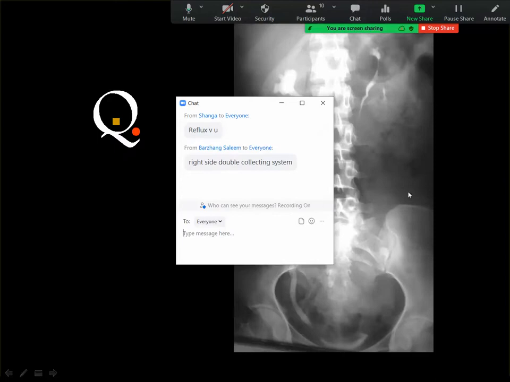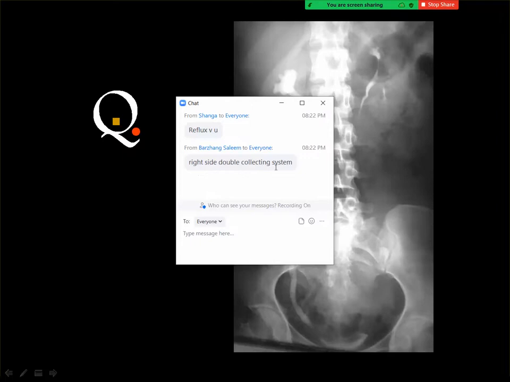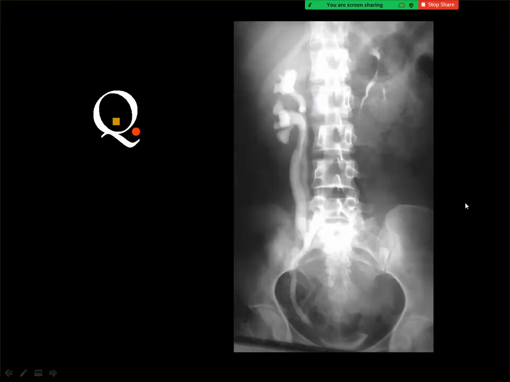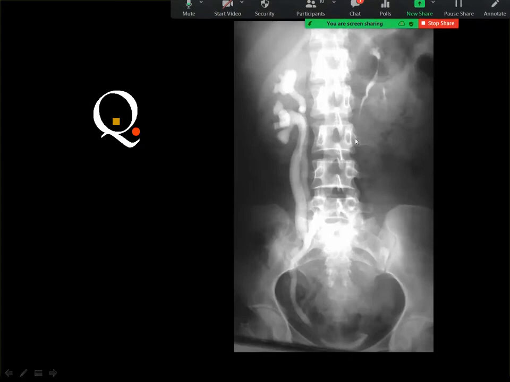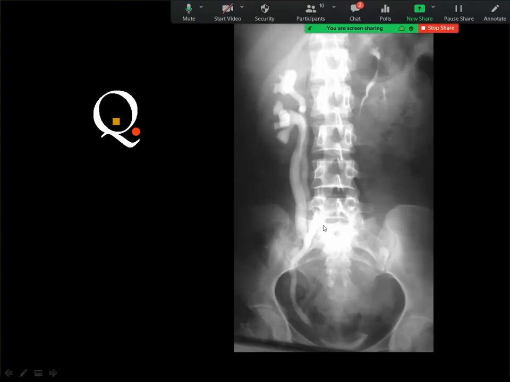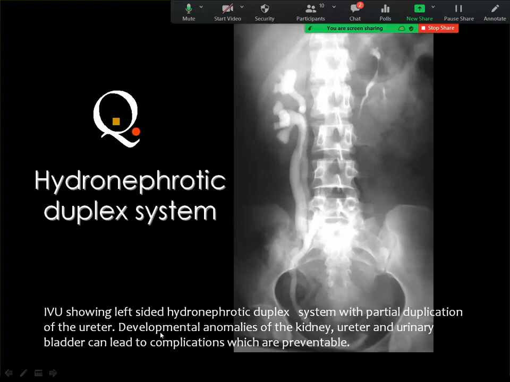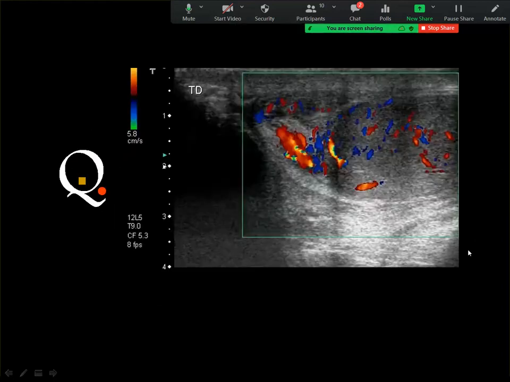And the answer is reflux in the right-sided double collecting system is another answer. And the true answer is this is a duplicated right-sided pelvicalyceal system and ureter, and both ureters united approximately at the level of the sacral promontory. Whenever there are some congenital anomalies in the kidneys, the anomalous kidney is liable to infection and sometimes obstructive changes. And this is a hydronephrotic duplex system with normal appearance of the left kidney.